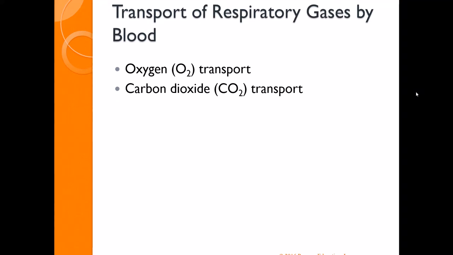Okie doke. So the very last of our respiratory processes looks at the transport of these respiratory gases. How do these respiratory gases, oxygen and carbon dioxide, move through the body? Of course, it's through the blood, but how does it travel through the blood? We're going to look at oxygen transport first, and then carbon dioxide transport.